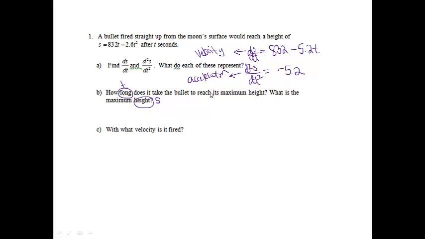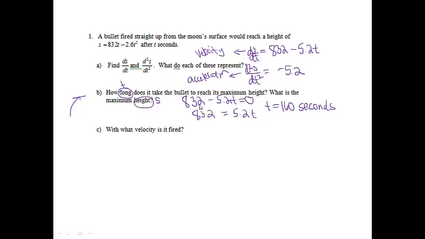When it says how long does it take the bullet to reach its maximum height, when it goes up into the air, when it gets to its top spot, the velocity or the derivative up there would be 0. So we're going to take ds/dt and set it equal to 0. So we're going to have 832 minus 5.2t equals 0. And then from here, I will add 5.2t to both sides. So I'll get 832 equals 5.2t. And then if I divide both sides by 5.2, I will get t equals 160, and that would be seconds. So it took 160 seconds for the bullet to reach its maximum height.